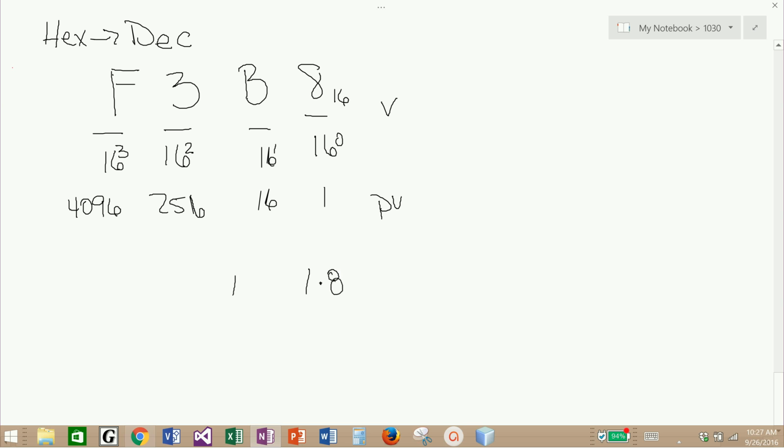We'll have 1 times 8, 16 times B, but my decimal brain would have to equate a decimal B to an 11 in order to be able to multiply it by the positional value. This is going to be 256 times 3, and then I'm going to have 4096. Once again, my decimal brain would tell me that an F is actually a 15. So I'm going to take the 4096 and multiply it by 15. And then I'm going to add each one of these products together.